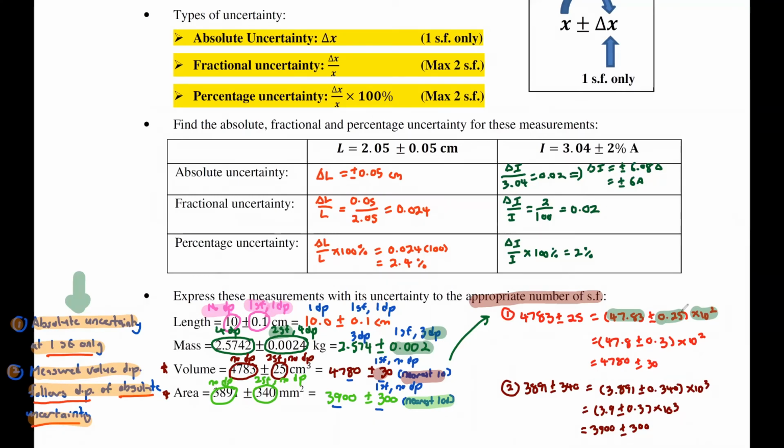The absolute uncertainty is in 2 SF, 2 dp. So if we were to follow the first rule, this needs to be expressed in 1 SF, giving us 0.3 and 1 dp. Now, following the second rule, since the absolute uncertainty is in 1 dp, the measured value needs to be expressed in 1 dp too. So our final answer is 47.8 plus minus 0.3 times 10 power 2, which is actually the same as before.